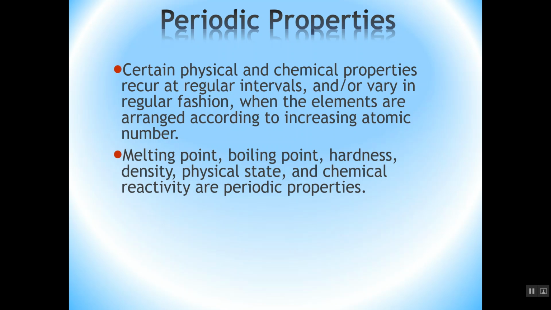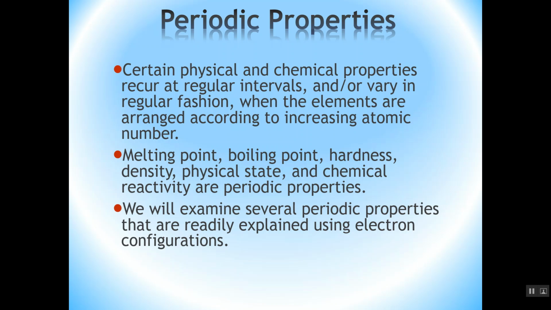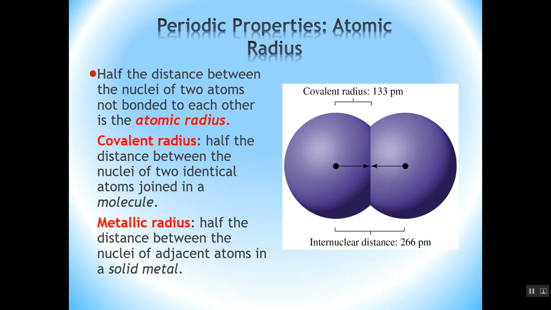So when we're talking about properties, we're talking about those defining characteristics: melting points, boiling points, etc. You'll see that all these properties vary for different elements as you go across a period and down a group, and they tend to repeat themselves after so many elements within a period. So what we'll be looking at are certain specific periodic properties that can be explained according to the electronic structure of the atom.